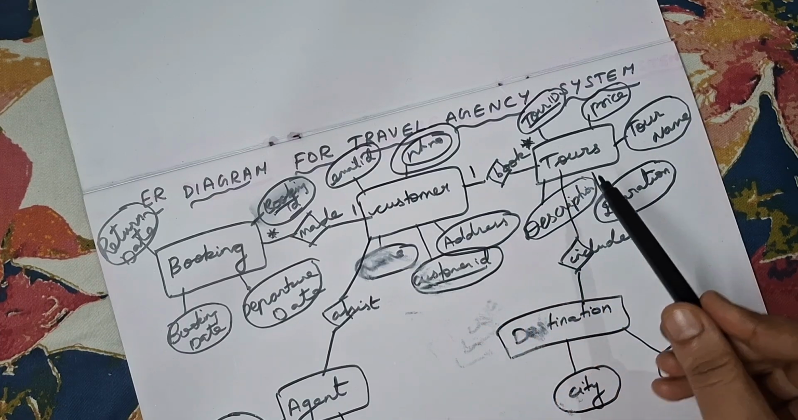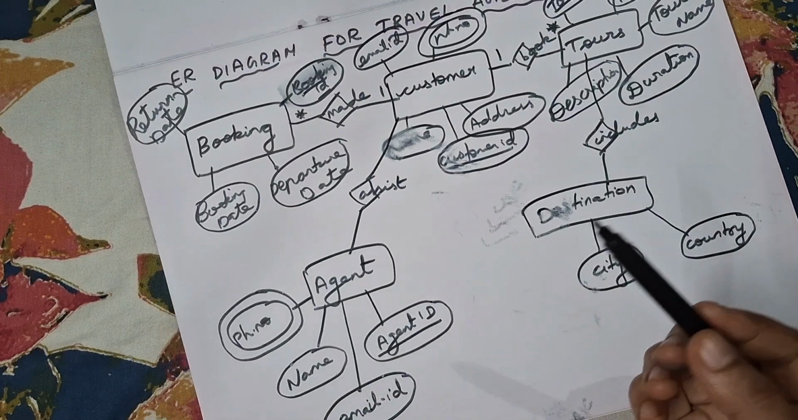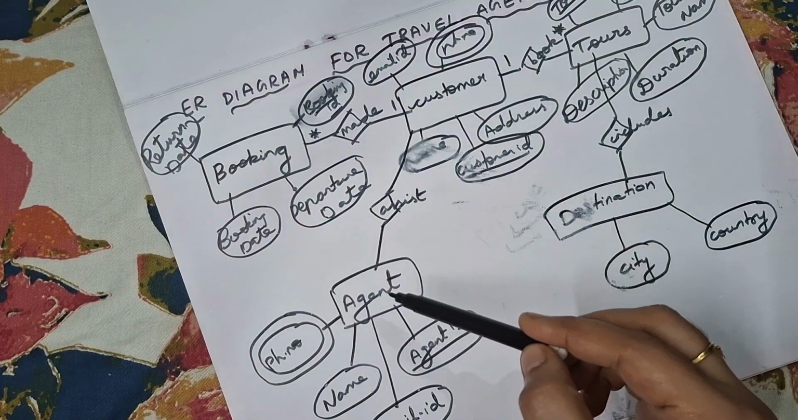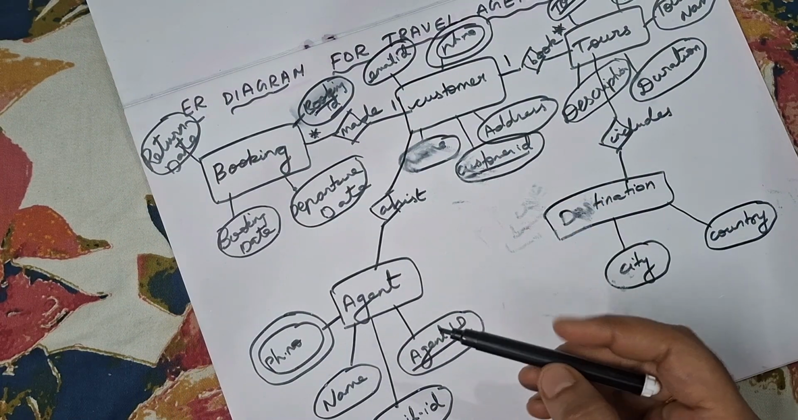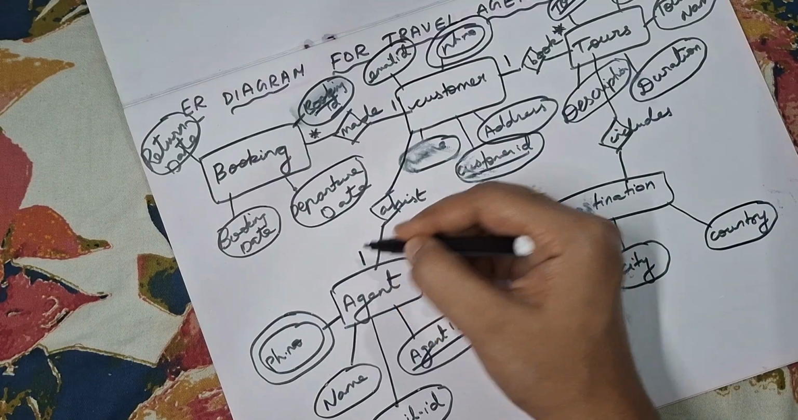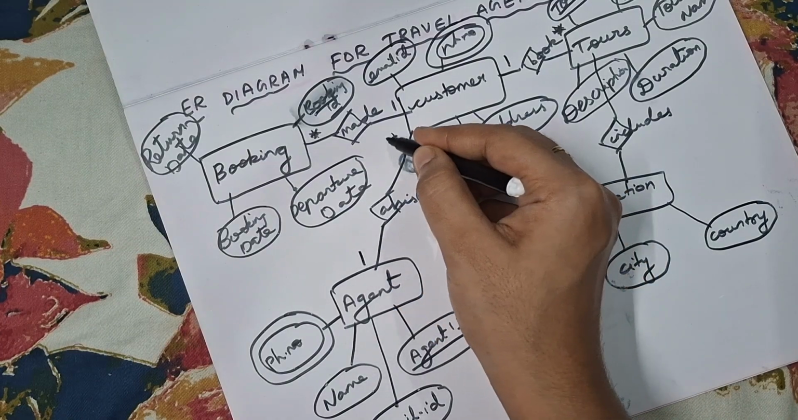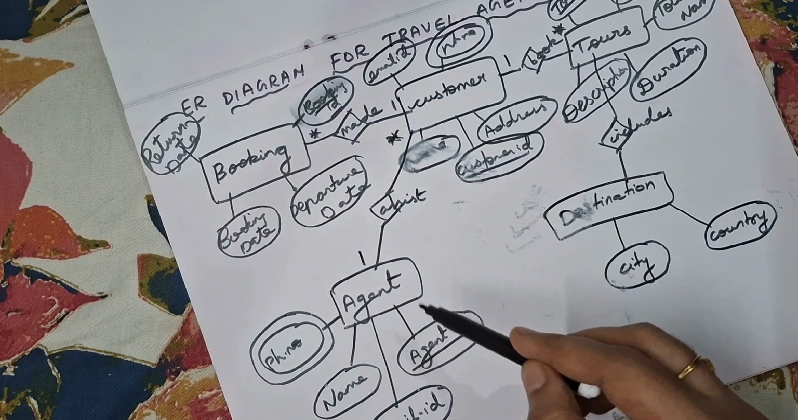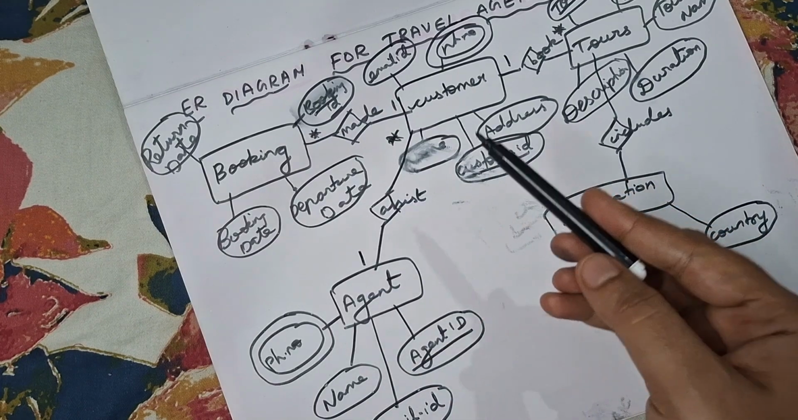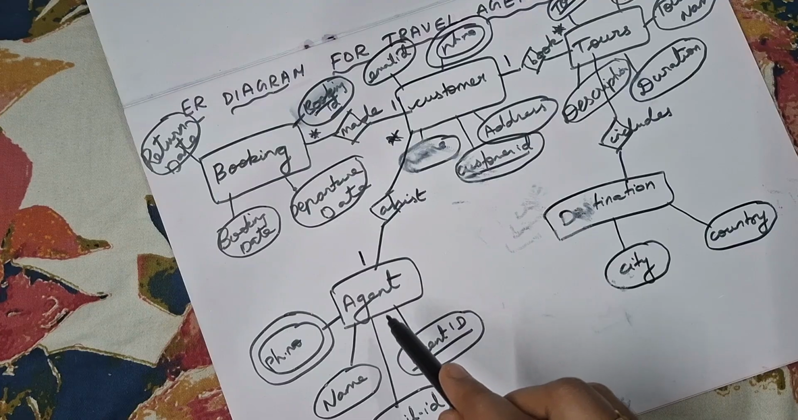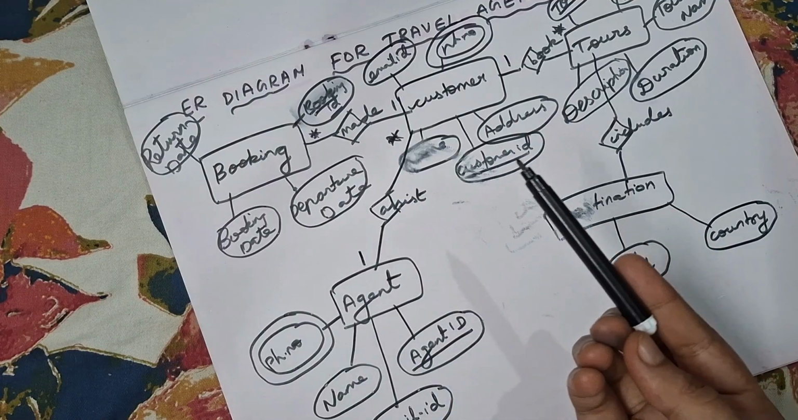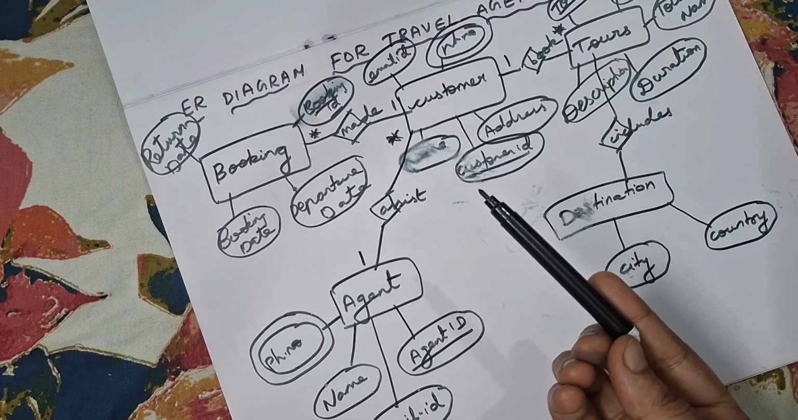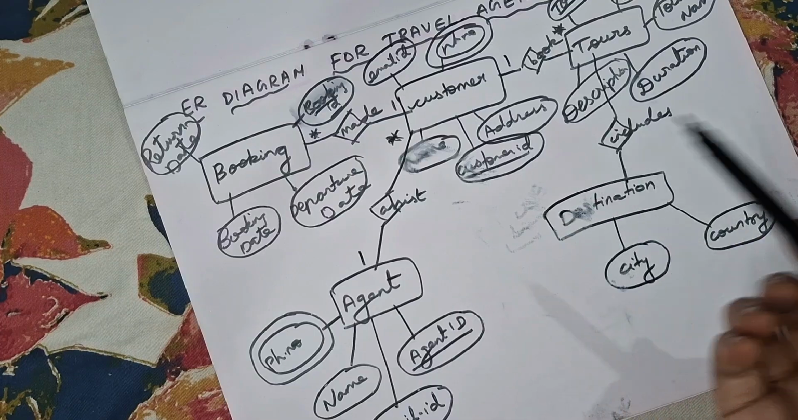1 is to many. Next, the relationship between customer and agent will have the cardinality of 1 in the agent place and many in the customer place because one agent needs to explain about the tour packages to many customers. One single agent will have to explain it to many customers whoever call and ask details about the tour packages.